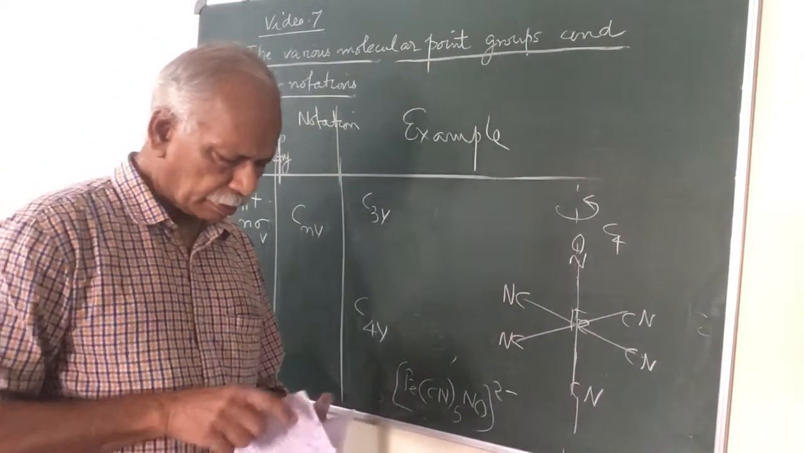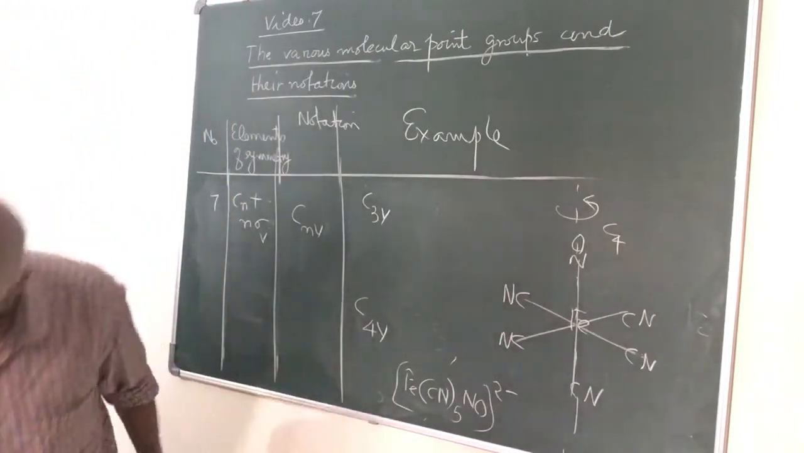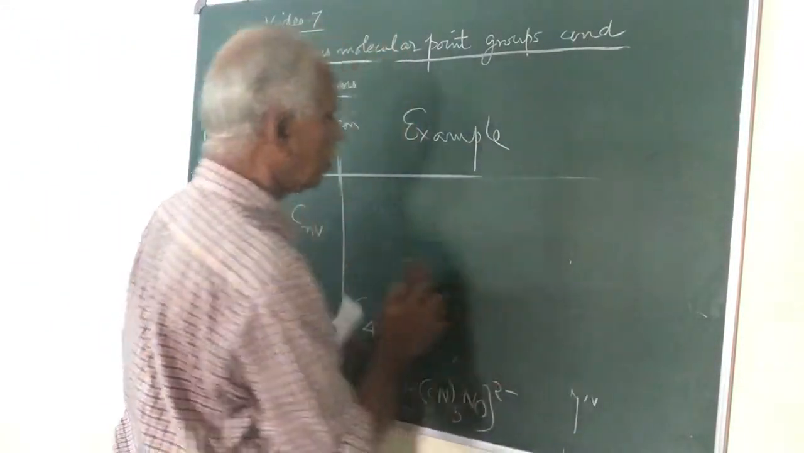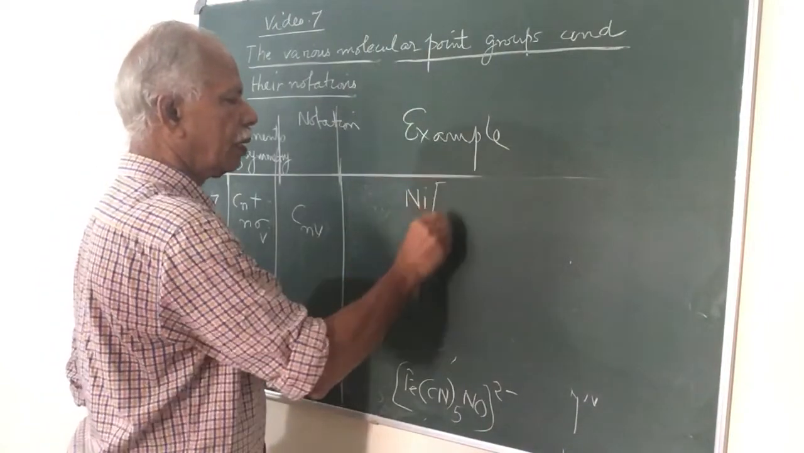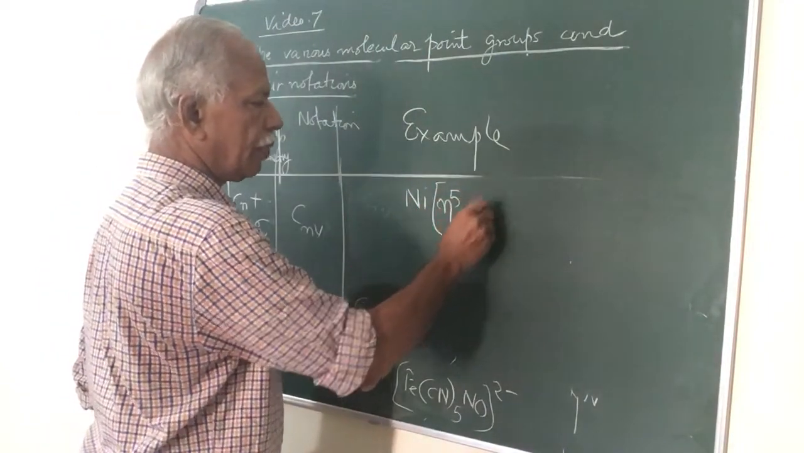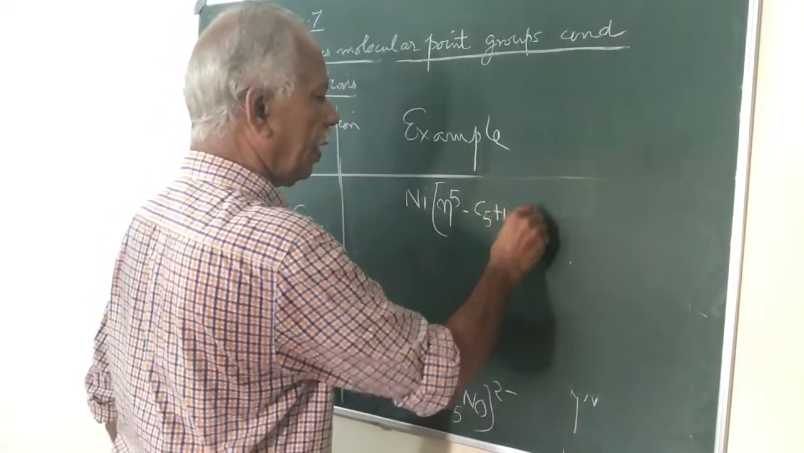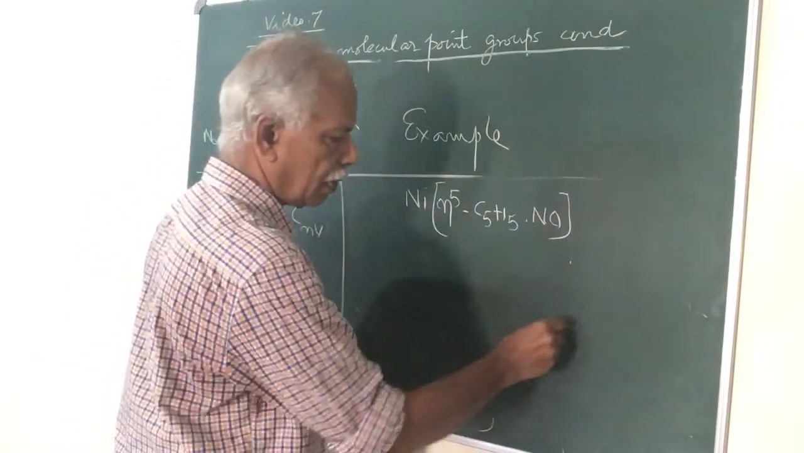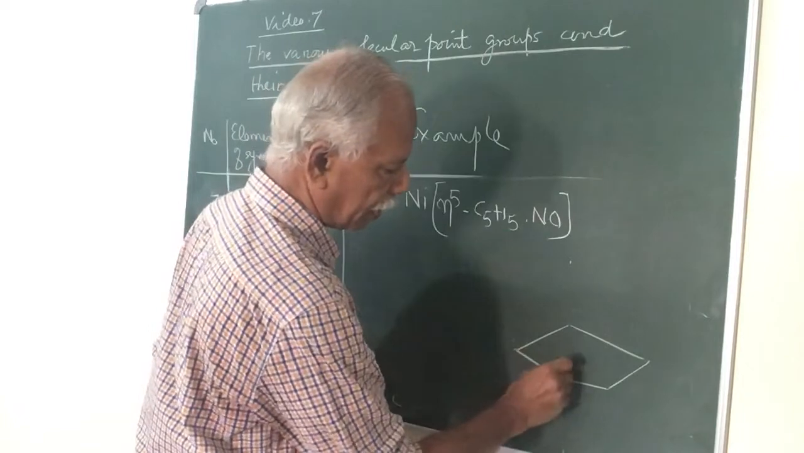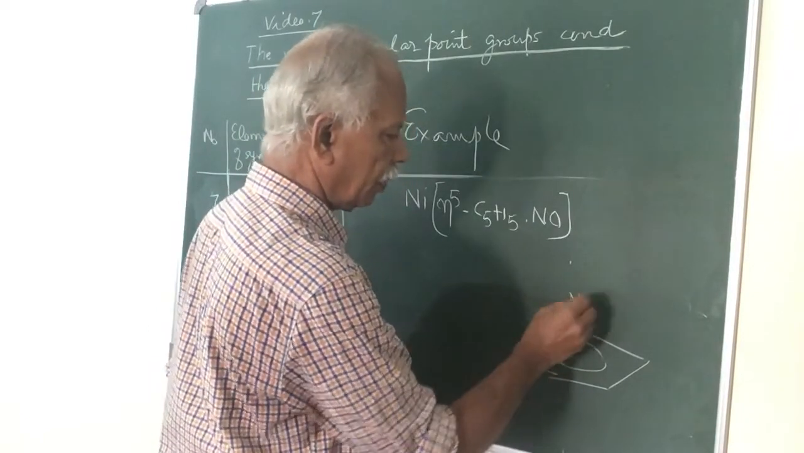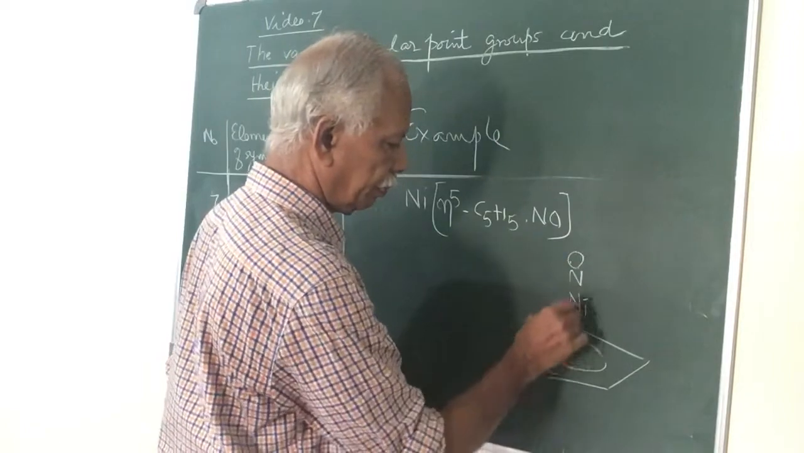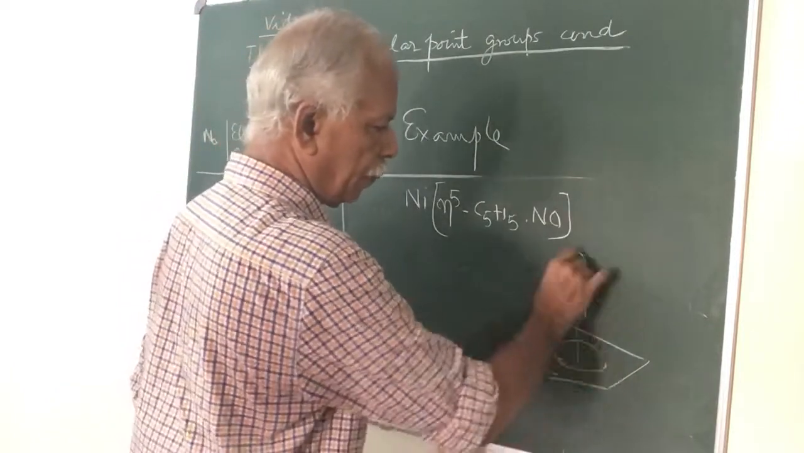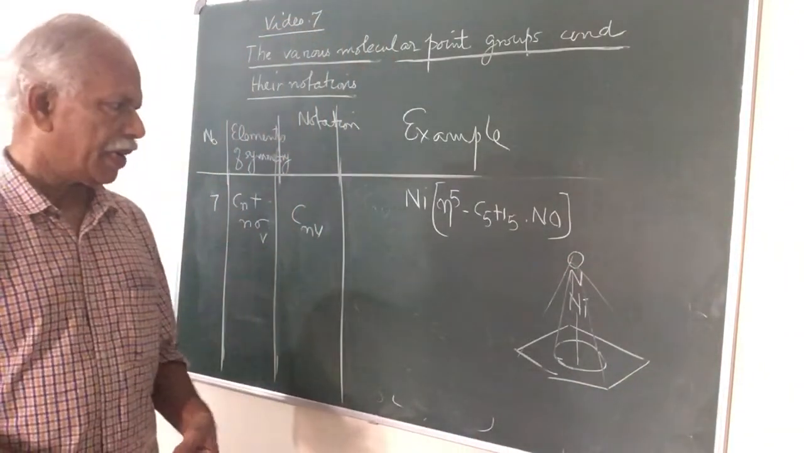C5V. Here all examples are rare. Complex of formula Ni(η5-C5H5)NO, having structure like this, a pentagon. The top there is nickel, above that there is nitric oxide. This is the C5 axis. The whole molecule looks like a pentagonal monopyramid.